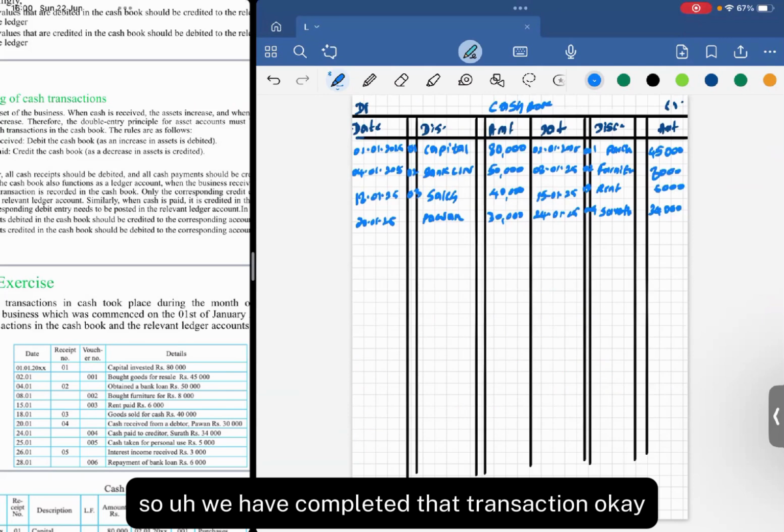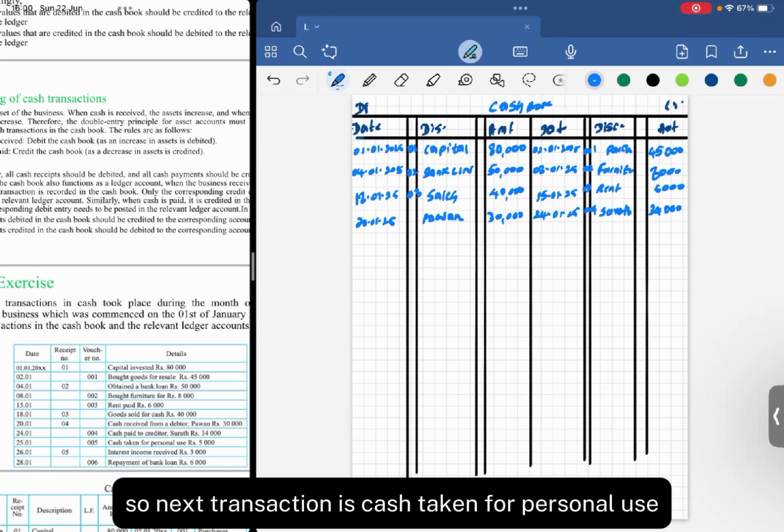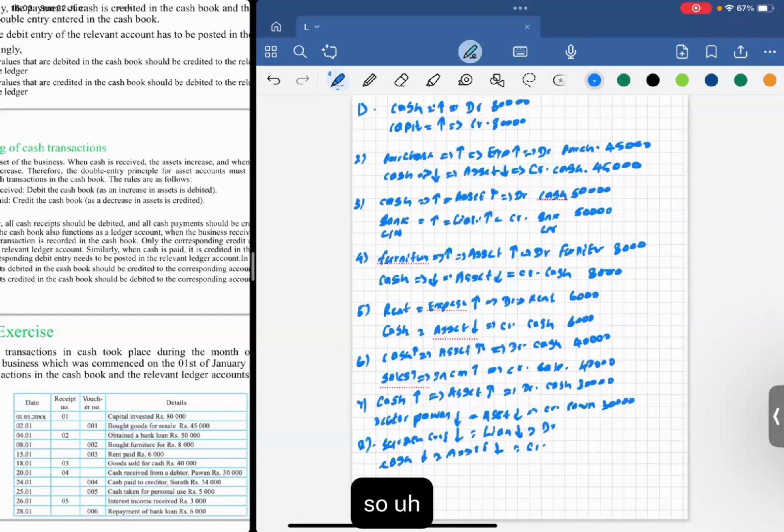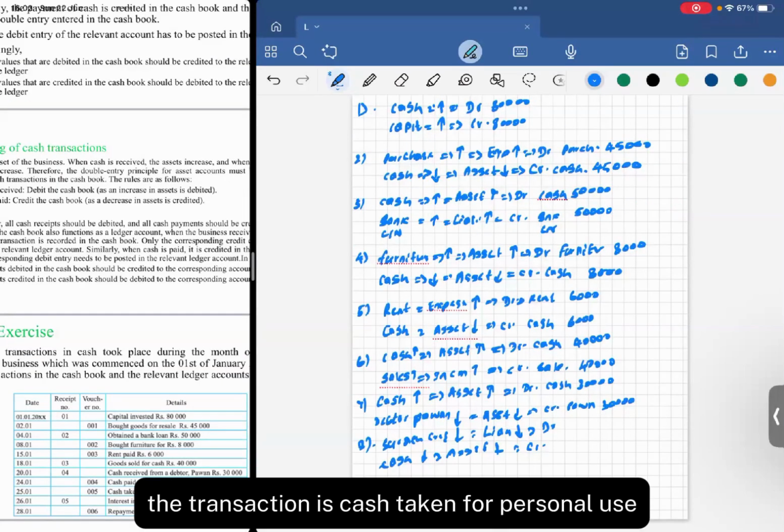So we have completed that transaction. Okay, so the next transaction is cash taken for personal use, rupees 5,000.